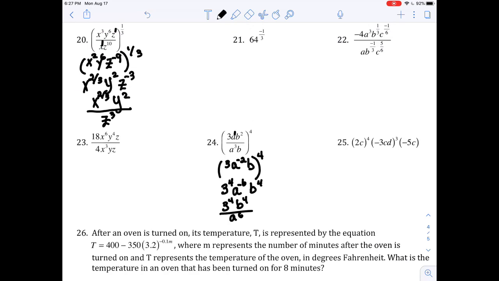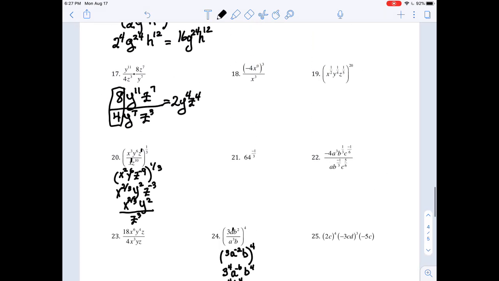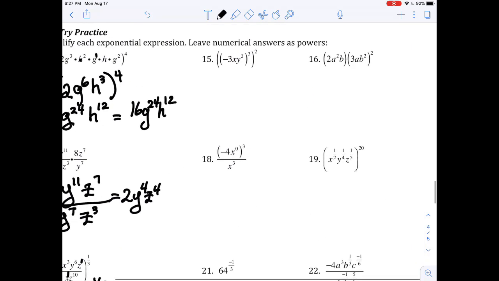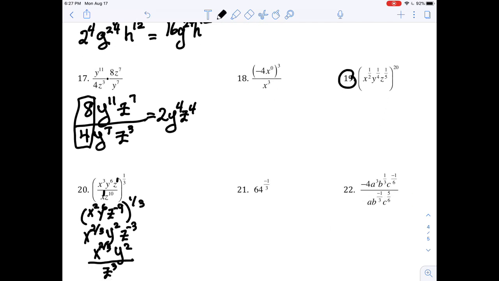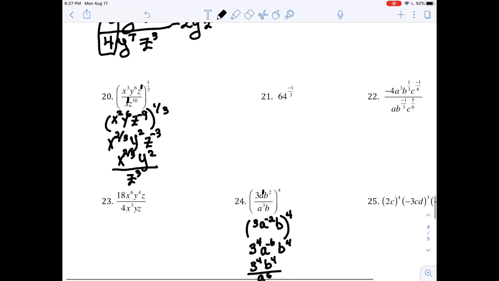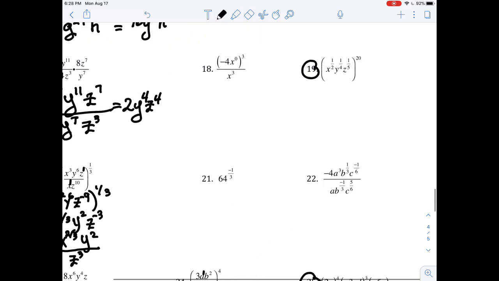All right, now I'm going to take a moment to let you try some on your own. So I'm going to have you try number 16, number 19, number 23, and number 25. So you should pause your notes right now, try those 4 questions, and then start them back up again and see if you got them right.